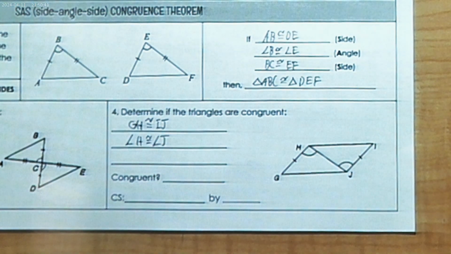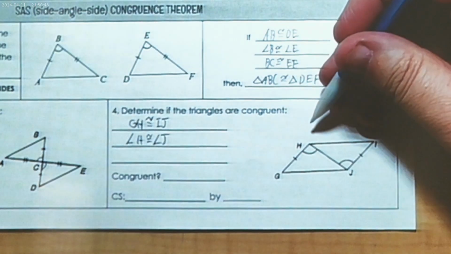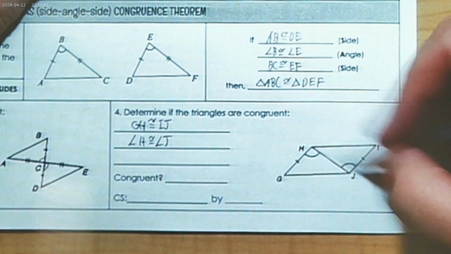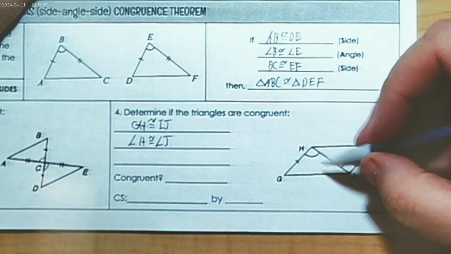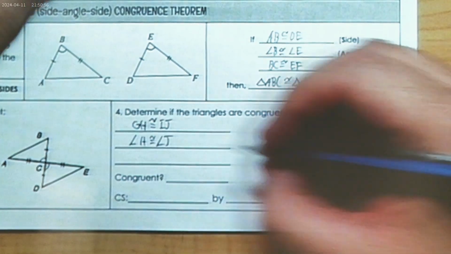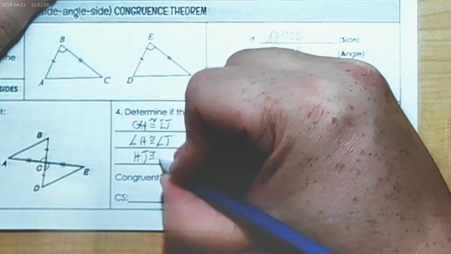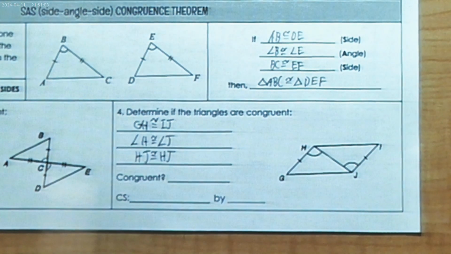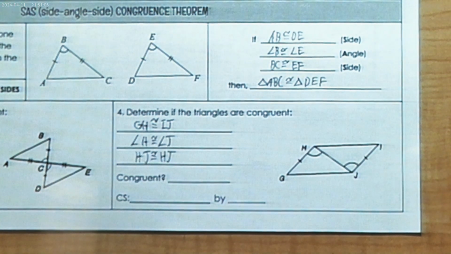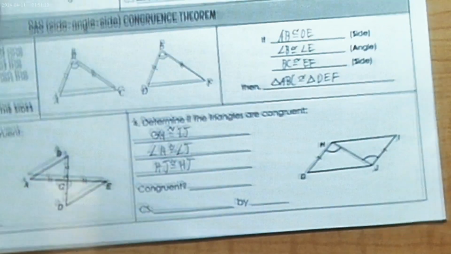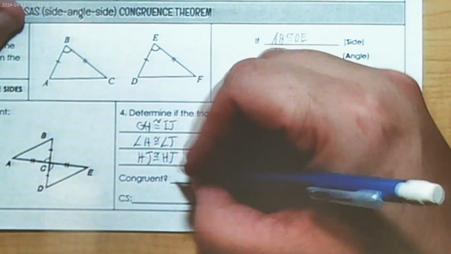So now, just like we had before, I've got a side, I've got an angle. I just need one more side, and the side that I'm going to say is equal to each side is their shared side. They have a shared side of HJ. So again, HJ is congruent to HJ because it is. And again, it seems like a trivial statement, it seems like a silly observation, but it is a true statement that you must include as part of your proof. So, are they congruent? Yes.